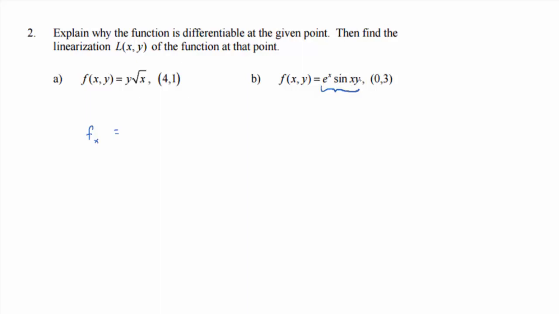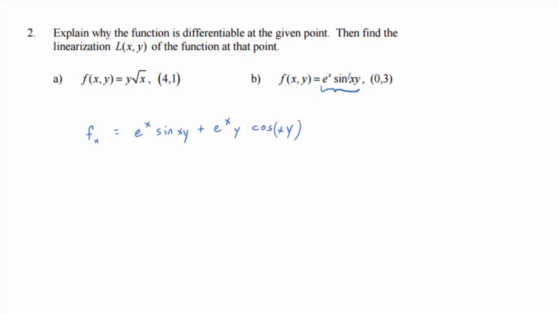The second function is sine of xy. The product rule says take the derivative of the first, but that's just e to the x, right? Times the second function, which is sine xy. Plus the first, e to the x, times the derivative of the second. What's the derivative of sine of xy with respect to x? Because of the chain rule, you're going to have an extra factor of y out front, aren't you? So y cosine xy.